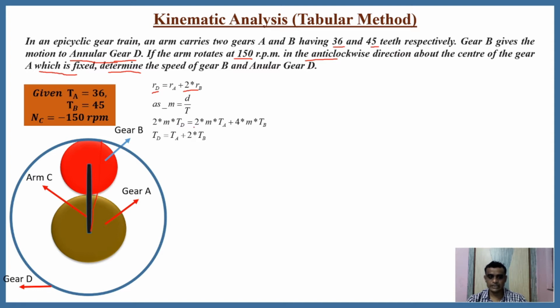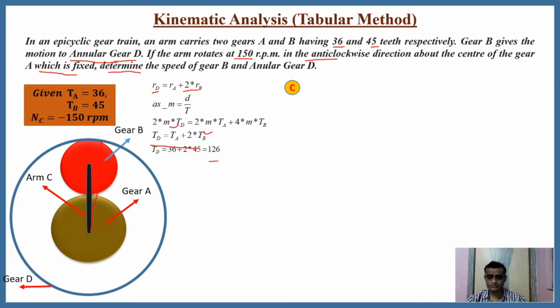2 into M into T_D is equal to, that means M is equal to D by T_D. Again M is equal to D_A by T_A, M is equal to D_B by T_B. That values you have to put over here. We can find that T_D is equal to T_A plus twice T_B. Using this, T_A is known to us and T_B is known to us. By using this we can find out the value of T_D, which is 126. That T_D consists of 126 number of teeth. Now the number of teeth on gear D are known to us.